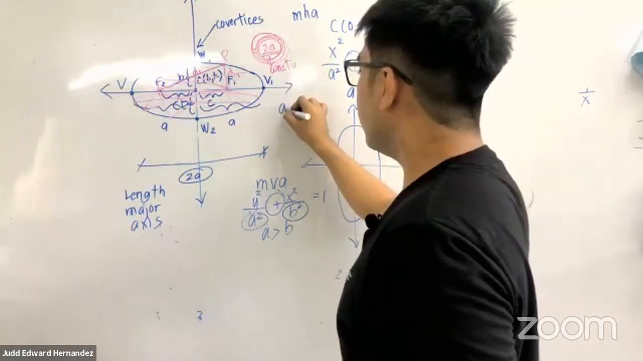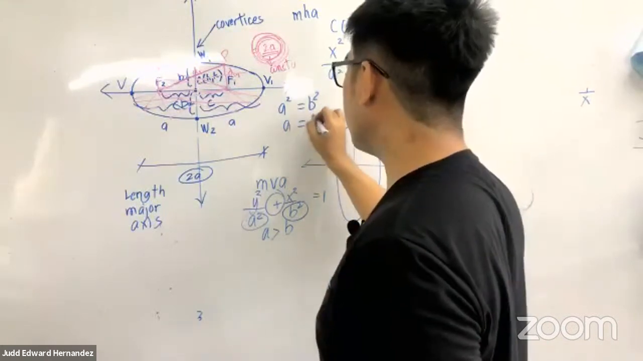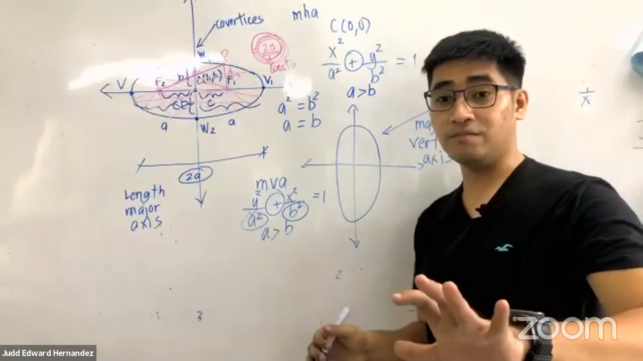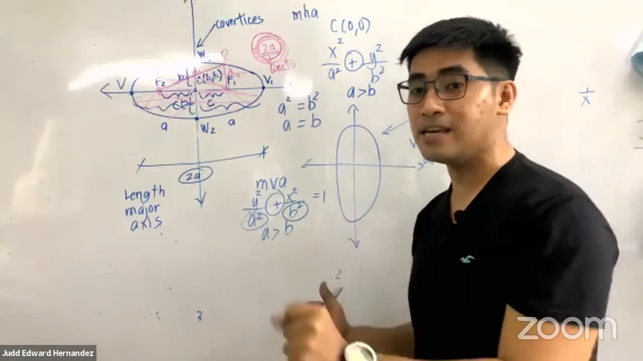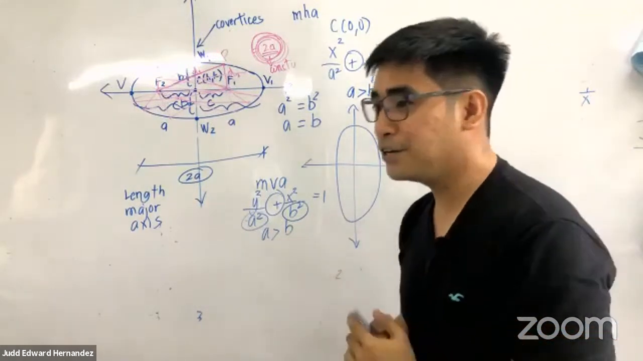Okay. Okay lang ba na maging equal si a squared saka si b squared? Therefore, kung equal si a squared saka si b squared, equal din si a saka si b. Okay lang ba na ganon? Tatanungin ko kayo, okay lang ba na mag-equal si a saka si b? Yes or no? Hindi po.